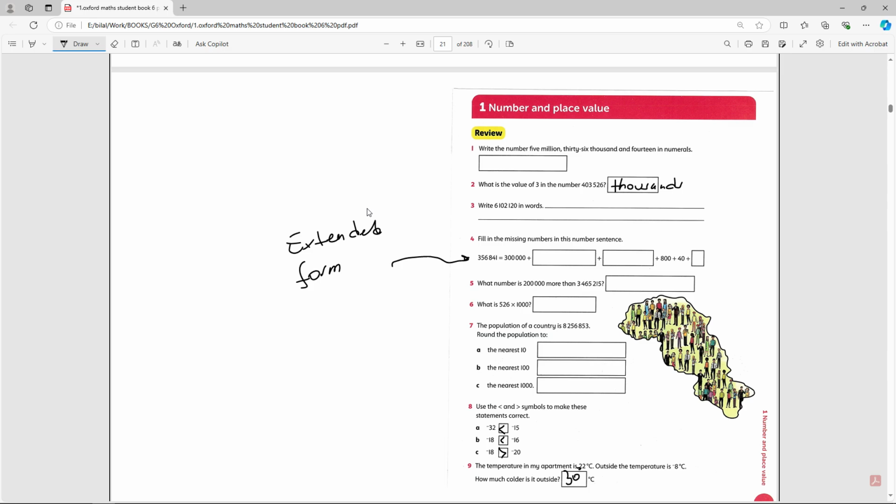Here, remember that when they say what number is 200,000 more than this one, it means we're going to add them. We're going to add this one to this one. Add it and give here the answer, how much. Remember this one. Here, you just multiply, add the zeros to the number. So easy.